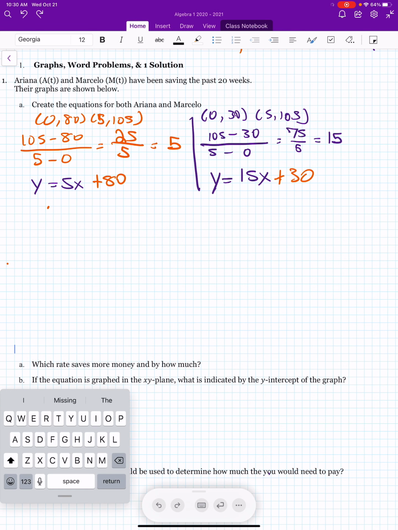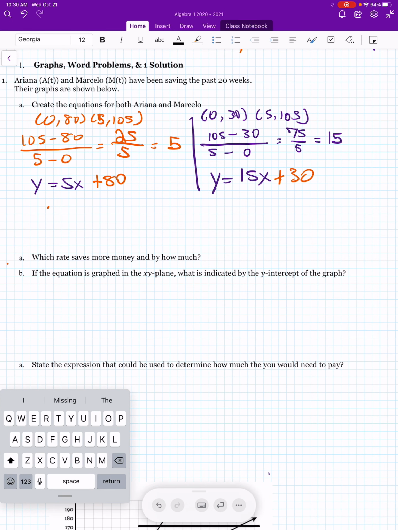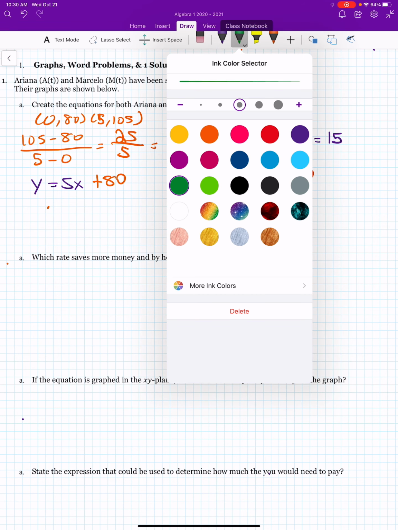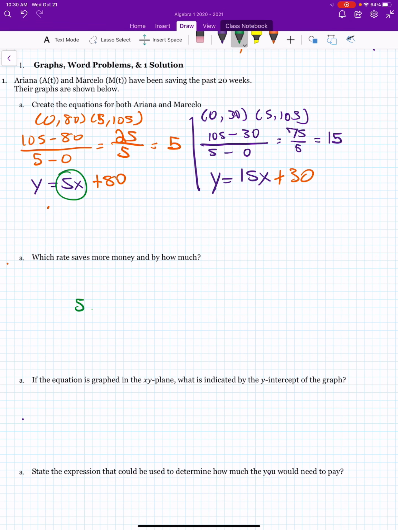Now the question I ask is which rate saves more money and by how much? So this is where I compare my two slopes. I have 5x and 15x. 15x is greater, and when I subtract, 15 minus 5x, that's 10x. Or actually, because we're talking about money, we don't need the x. We can just delete that, just focusing on the values, not the term. So it's 10.